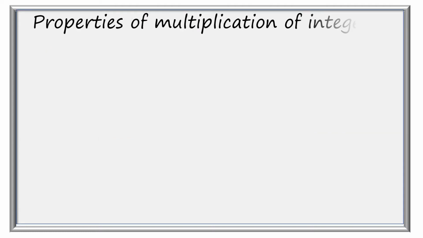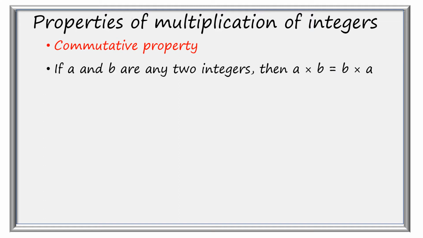The second property which we will discuss is the commutative property. This property says if a and b are any two integers, then a multiply b is equal to b multiply a. It means it doesn't matter if we change the order, the product will be the same. How? Just see, 3 multiply minus 4, the answer is minus 12. If we multiply like this, minus 4 multiply 3, then also our product will be the same.